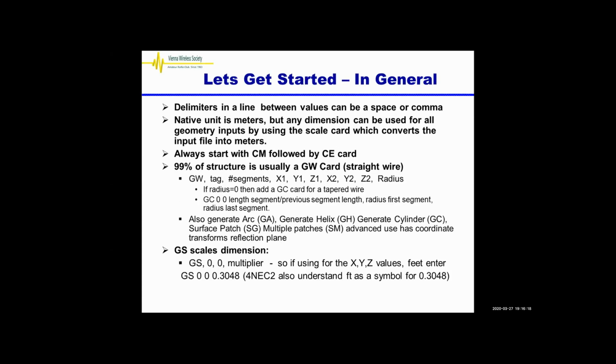As I said earlier, delimiters can be spaces or commas. The units are meters, and you can convert them with a scaling card. We already talked about the CM card. 99% of your structure is a GW card, which is basically a straight wire. The way that works is you put in GW, then a tag, which is just an arbitrary number identifying your wire, so you know which wire it is, wire number 1, number 2. Then the number of segments you want to put on the wire, and then the 2 endpoints, X1, Y1, Z1, X2, Y2, Z2, and you put the radius or diameter of the wire in.